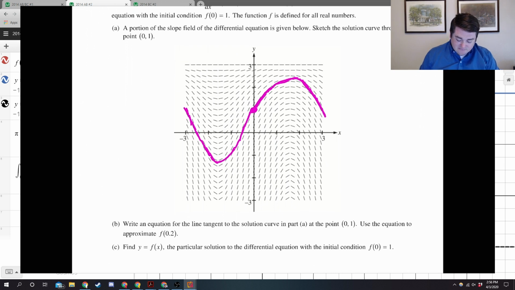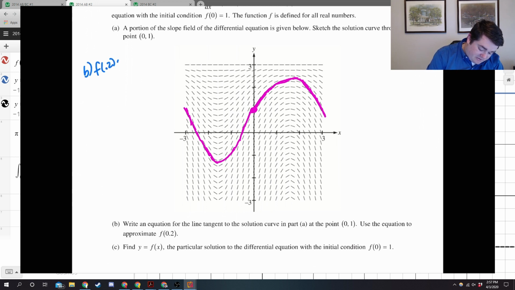B, write the equation for the line tangent to the solution curve in part A at the point (0, 1). Use the equation to approximate f(0.2). So what they're asking you to do here is linear approximation. If you have the formula for linear approximation memorized and you want to do it in one quick step, that's great. If not, you can find the equation of the tangent line and then plug in 0.2. Both are fine. For me, I'm going to do part B right here.